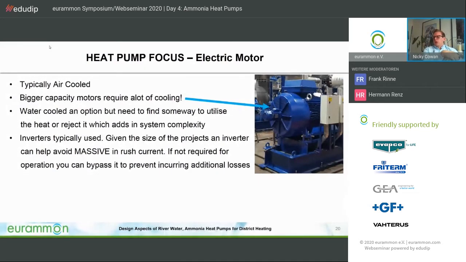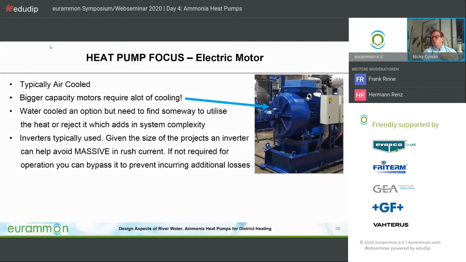Inverters, we'll always try to use inverters. It helps stop the big inrush current as well. That's one of the main benefits of them, especially in the projects we've seen in the UK. People like to keep their 400 volt systems or 690 volt systems. And if you don't have an inverter, that current is going to be huge. It would probably shut down the town you're putting the heat pump in.